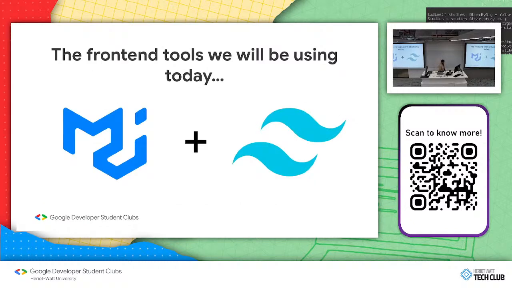So moving on to what front-end tools we'll be using today. The two major front-end tools we'll be using today are Material UI and Tailwind CSS. So what is Material UI? Material UI is something that adopts the material design from Google. Material design is just a set of rules Google has defined that show how a website, how a component or the user interface should look. Material UI is a UI library in React that adopts this design.